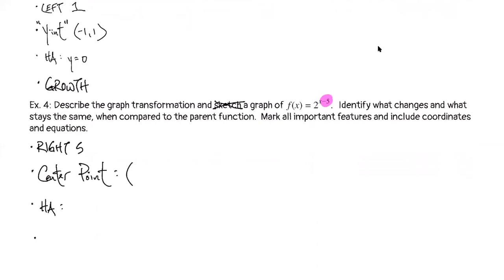Yeah, it's going to be 5, 1. Our horizontal asymptote stays the same, so it's still at the x-axis. And is this one growth or decay, and how do you know? Yeah, it's a growth function. Very good, because that b value is greater than 1.